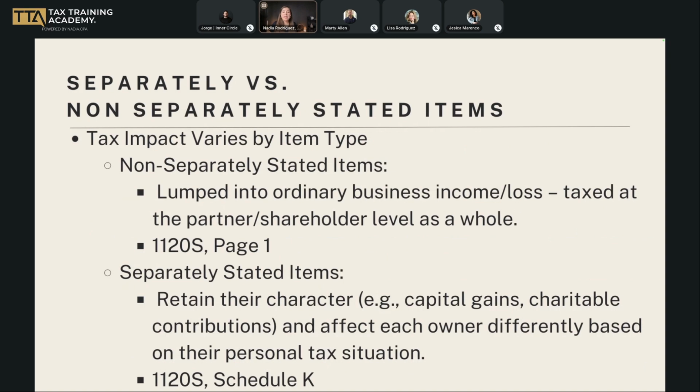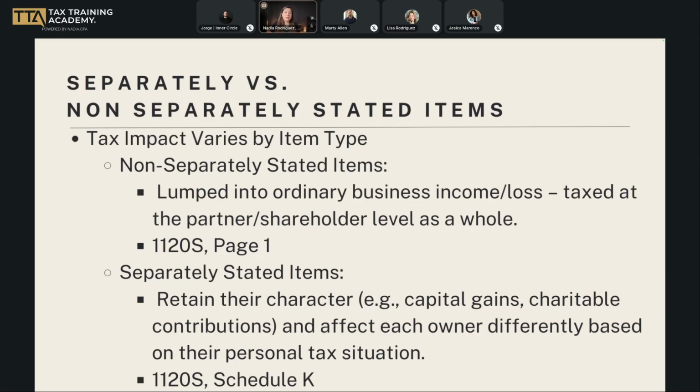Then we looked at separately and non-separately stated items, which is something that we have to make sure we're paying attention to on the profit and loss statement. Either if we worked on it or if somebody else worked on it, when we're looking at the profit and loss statement, we need to make sure to extract the separately stated items.